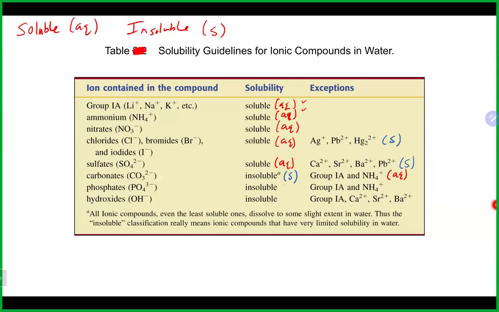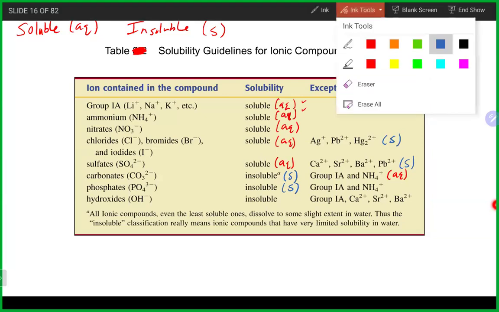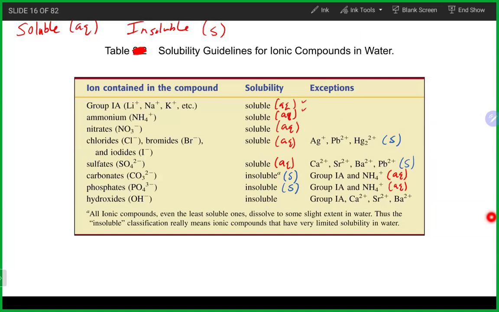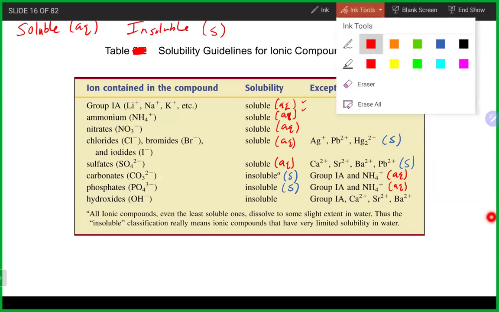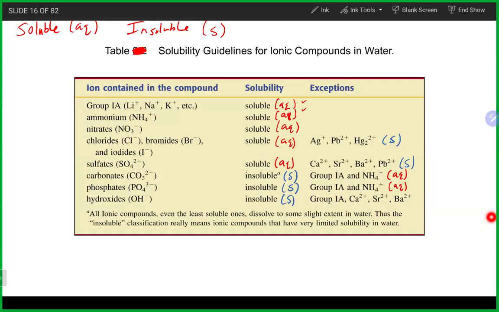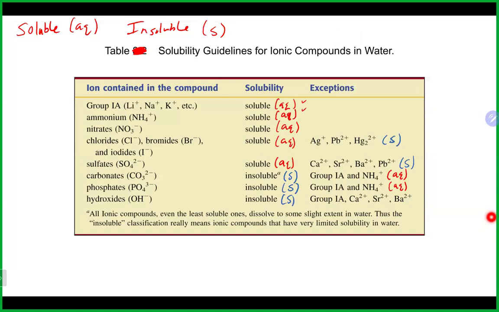If you have phosphates, they will typically be insoluble, which means if you see something with phosphate, it typically is going to make a solid, except the same exception there, which is basically group 1 and ammonium, which means they will be aqueous. And lastly here, hydroxides are typically going to be insoluble, which means they typically will get the solid, except if they are hooked up with our same group 1 exception, and calcium, strontium, and barium, which means that they would then be aqueous.